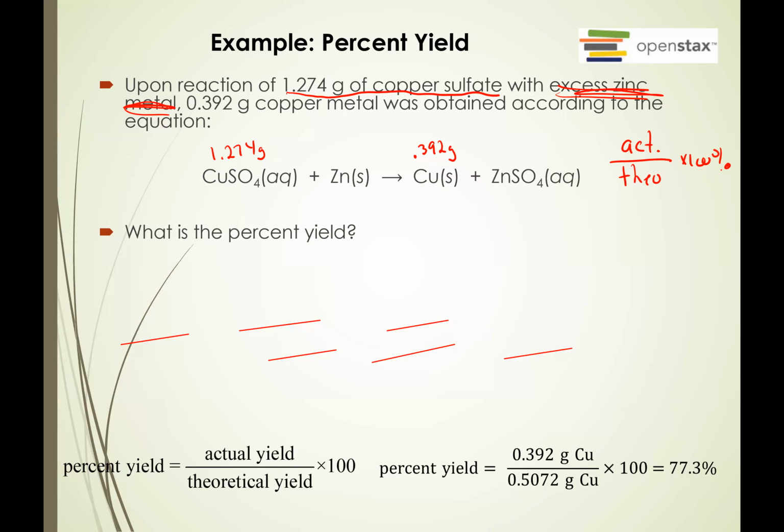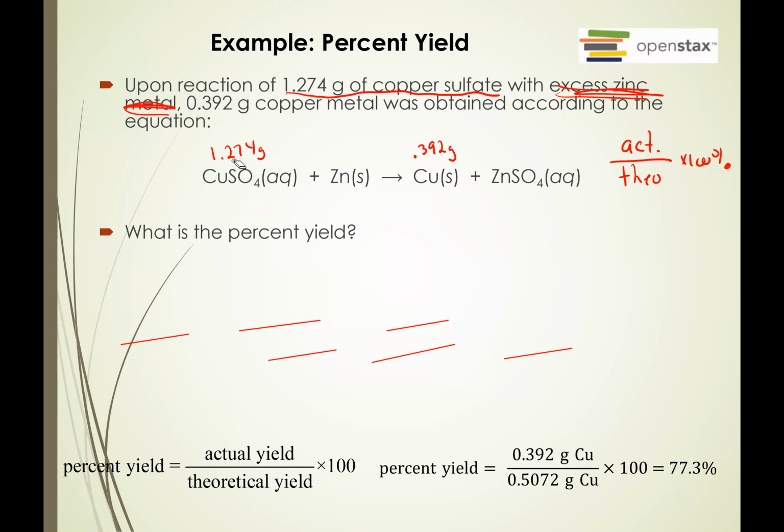No, we're only given one product. So what people will do is they'll try to divide these two numbers, but we can't because this one is a reactant. Can we convert this one to product? Can we convert copper sulfate to copper? Yep, we can do that doing our stoichiometry.